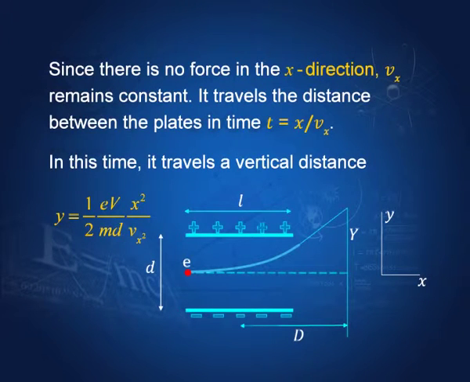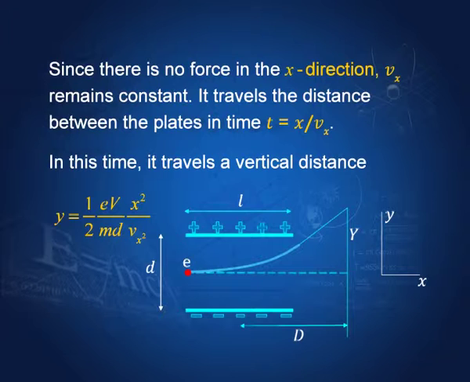In the y direction, there is a field V by d, and with velocity v x, it covers this distance x in time x by v x. In that time, the distance travelled along the y axis because of the attraction of the electric field is, again using the expression we have derived earlier, half E v by m d into t square, and t square here is x square by v x squared.